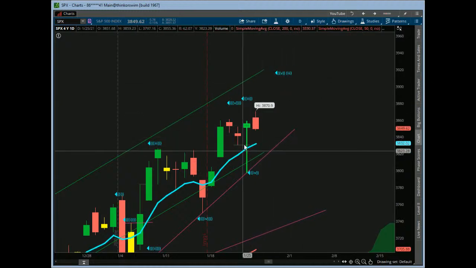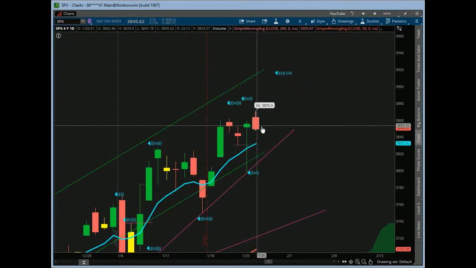So we're back over the 80 MA. We filled the gap yesterday. Kind of pulled back a little bit here today, but really not too major considering the low volume that we experienced on the SPY today.